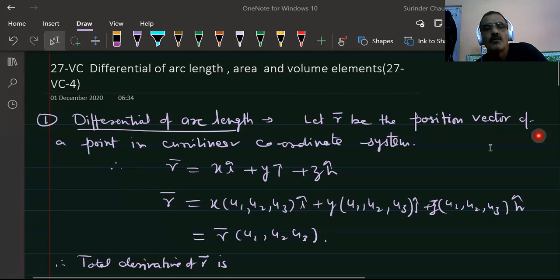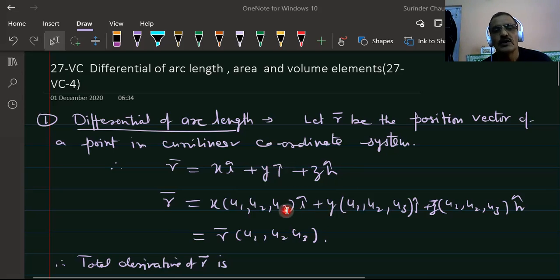Let r be the position vector of a point P with coordinates x, y, z in the curvilinear coordinate system. Therefore r is equal to x i plus y j plus z k. If you transform from Cartesian to curvilinear, because the coordinate systems x, y, z and u1, u2, u3 are orthogonal, the partial derivatives of u1, u2, u3 with respect to x, y, z are independent, so you can transform from Cartesian to curvilinear.